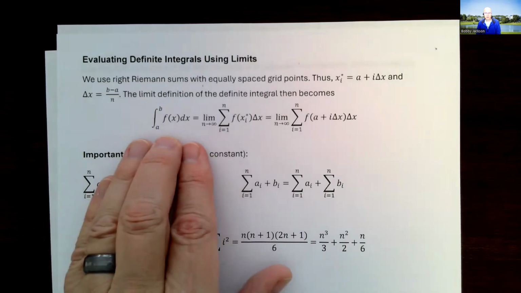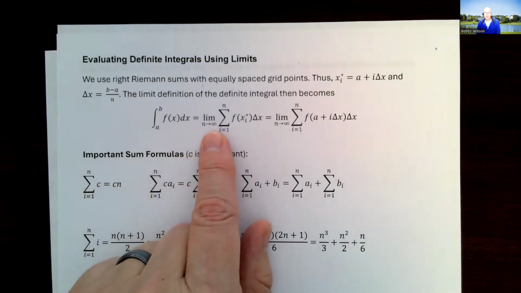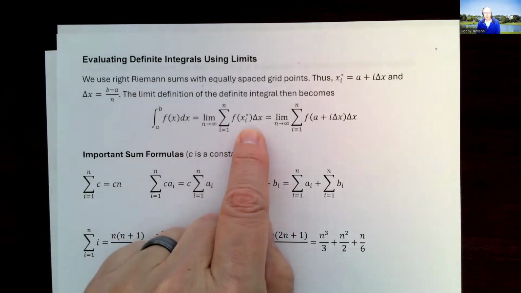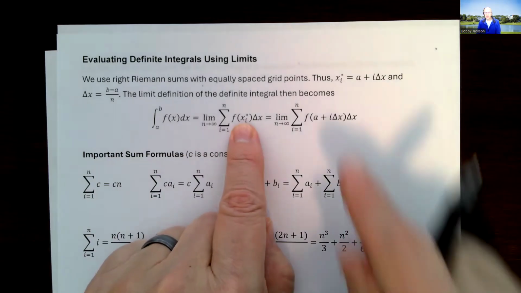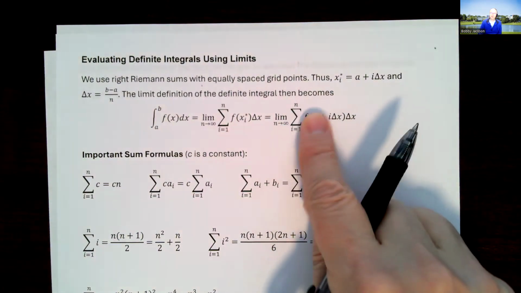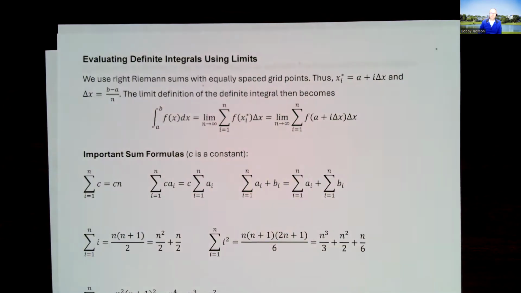Then our definite integral becomes the limit as n goes to infinity, i equal 1 to n summation of f of x sub i star times delta x, where the x sub i star, if I just replace it with this, becomes that. So this is the definition we are going to be using.